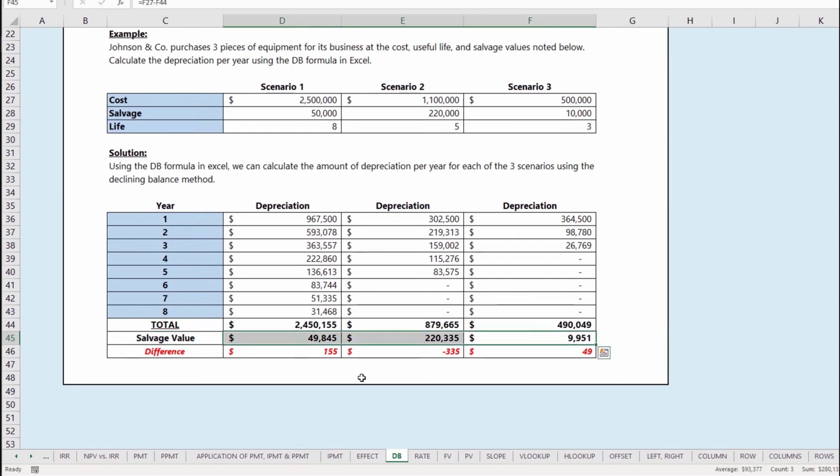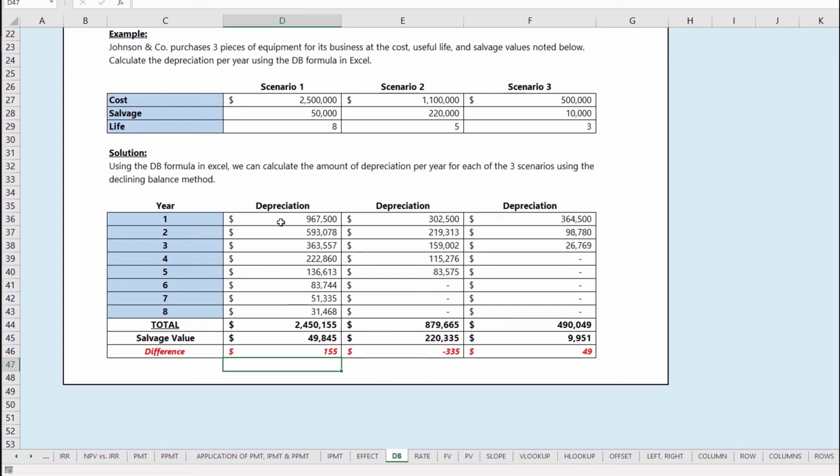So if we take a look at scenario 1, for instance, we have a $2.5 million cost. If we subtract the depreciation of $2,450,155, we're left with salvage value of $49,845, and if we sell it for that amount at year 8, then we're left with $0 on our books. So that's how you use the declining balance depreciation method within Microsoft Excel. As you can see, it is declining year over year, so we can tell that the formula is working accurately and becomes fully depreciated to its salvage value at the end of the useful life.